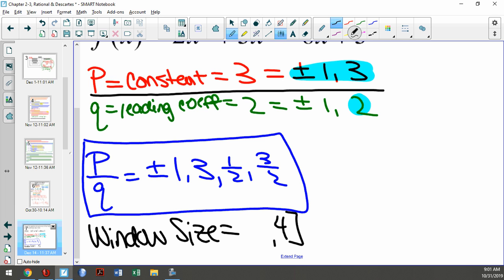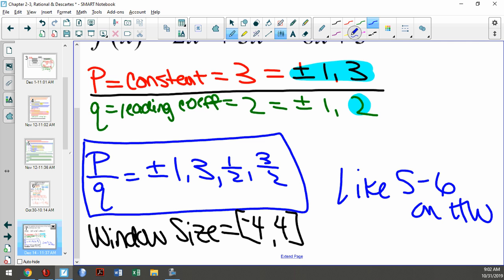-3. So then we're going to go 1 unit to the left. So if I have a window range of my x values going from -4 to +4, I will then see every possible rational zero that will cross the x-axis on this polynomial. Do we understand that? This right here is how you are going to do problems 5 and 6. You do your P, you do your Q, you do your P divided by Q, and then you do your window size. Do we understand that, yes or no?